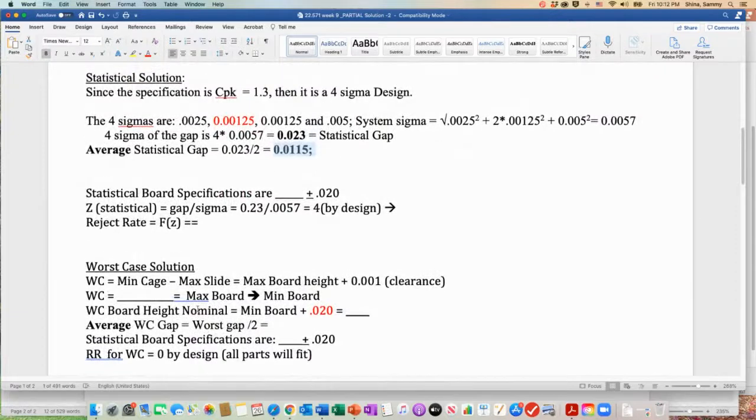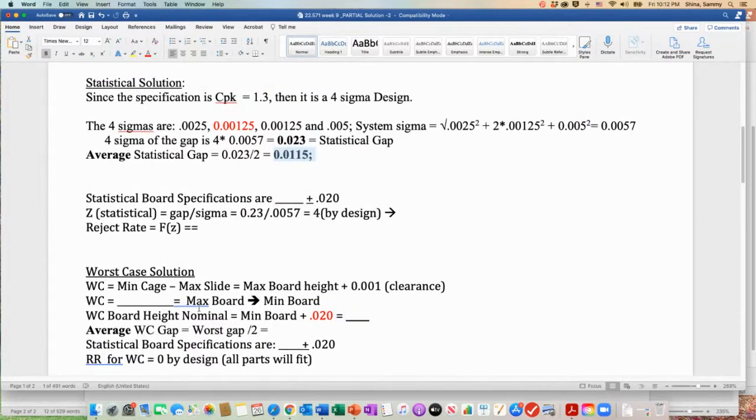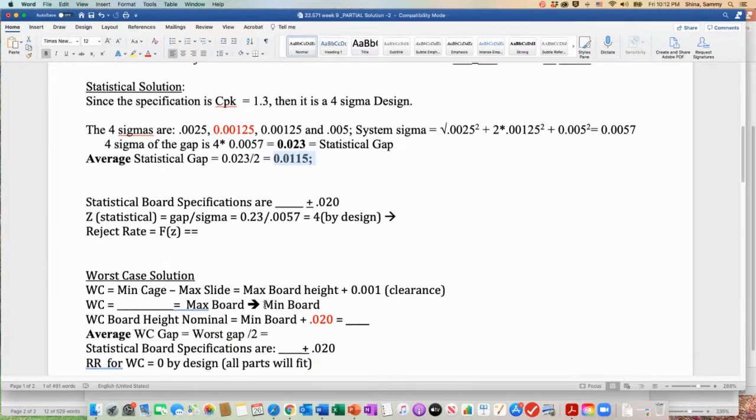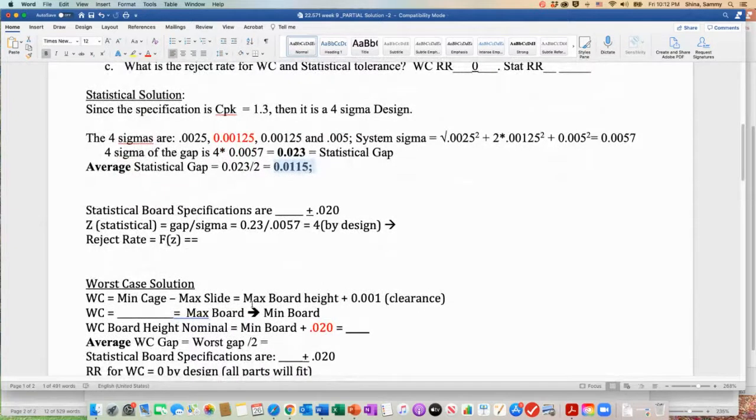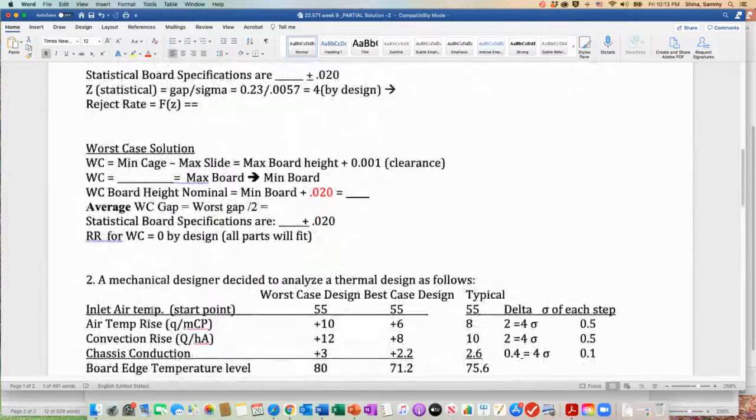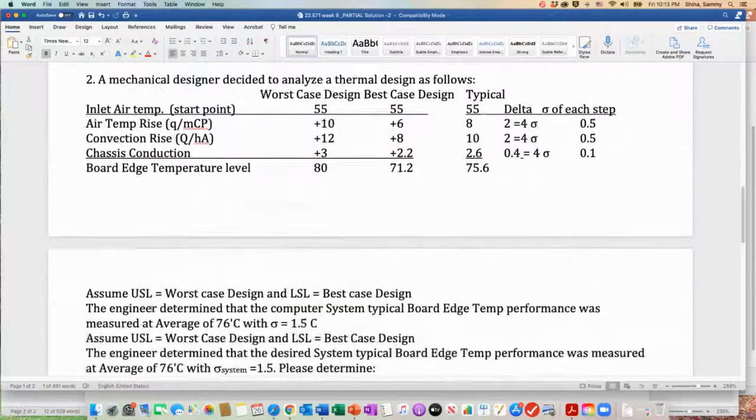The worst case design is you're going to work off mins and max, okay, and then the gap, which is halfway between the two. So worst case, you're working with mins and max. Statistical solution, you're working with nominals, plus or minus the sigma of the system, depending on what sigma you have. So these are the way that you would solve this problem. It's not that difficult. For this one, I made it very simple, like the other one.